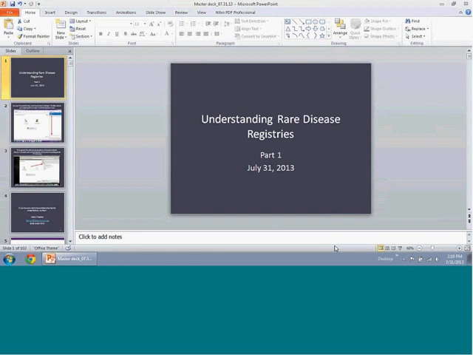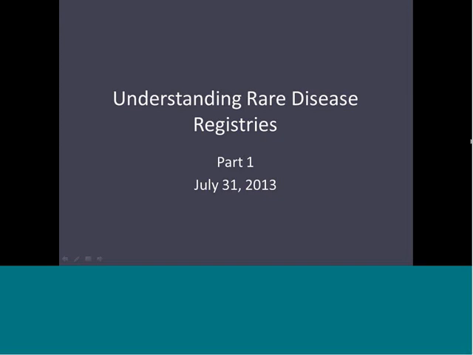Okay. Very good. Well, thank you to everyone for your patience. Welcome, everyone, to the first in a two-part series of webinars called Understanding Rare Disease Registries. My name is Shira Kramer. I'm an epidemiologist and president of Global Epi Research, which is an epidemiological research and consulting firm located in Maryland. This webinar series is aimed at providing practical guidance and recommendations to patient groups who are interested in developing patient registries or natural history studies in this area.